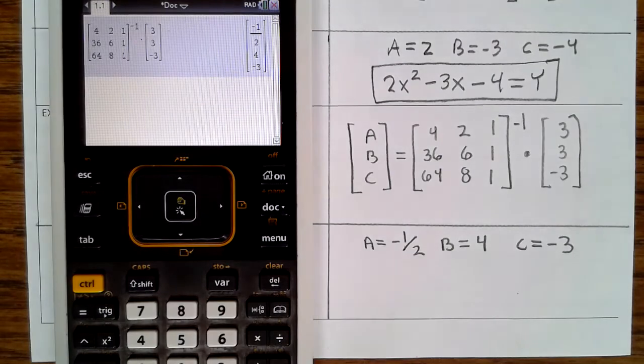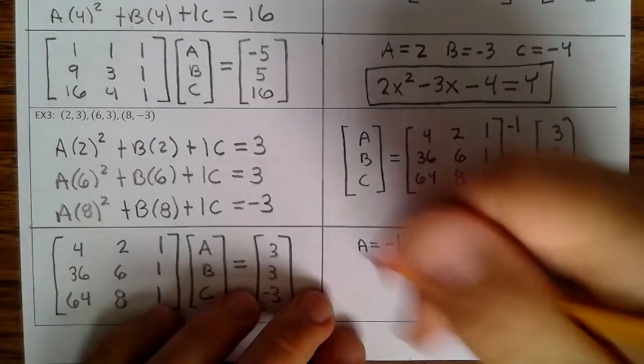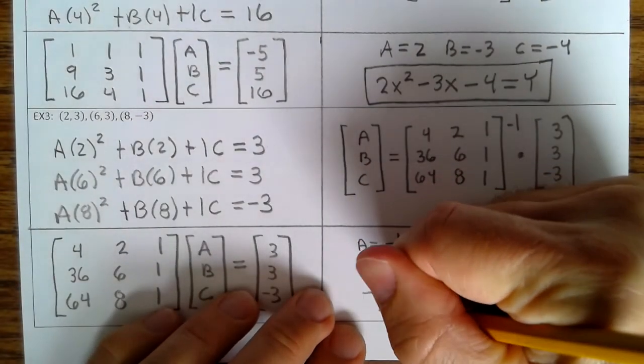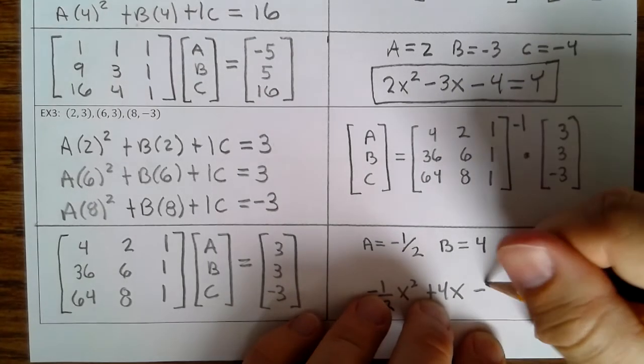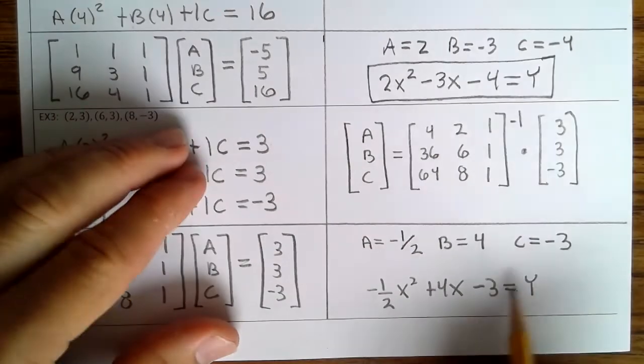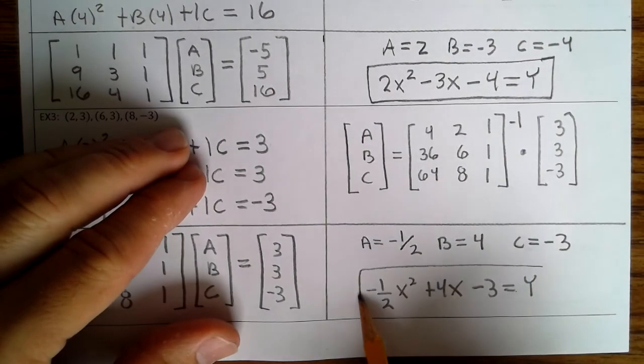Okay, so now we're going to write our equation. So negative 1/2 x squared plus 4x minus 3 equals y.